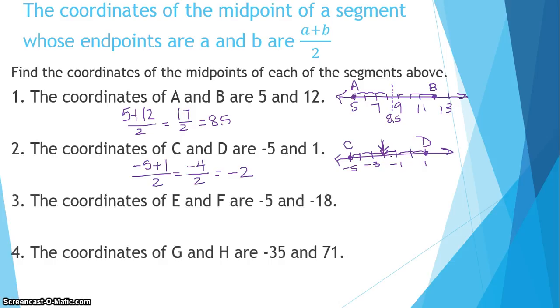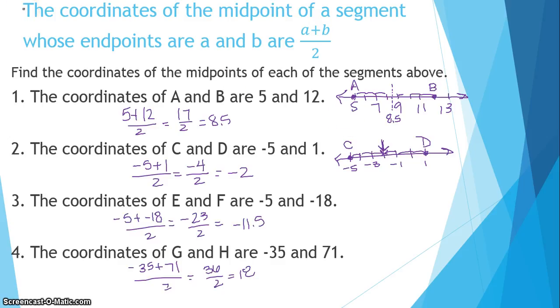Go ahead and try 3 and 4. They're the same points as before. On your own, pause this, and then you can come back and check your answers. Okay, 3 I added and divided by 2, and I got the midpoint for 3 to be negative 11.5. On 4, again, I added and divided by 2, so I got the midpoint for G and H to be at 18.